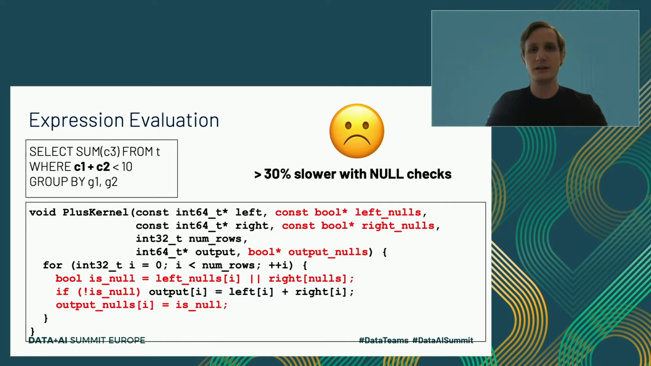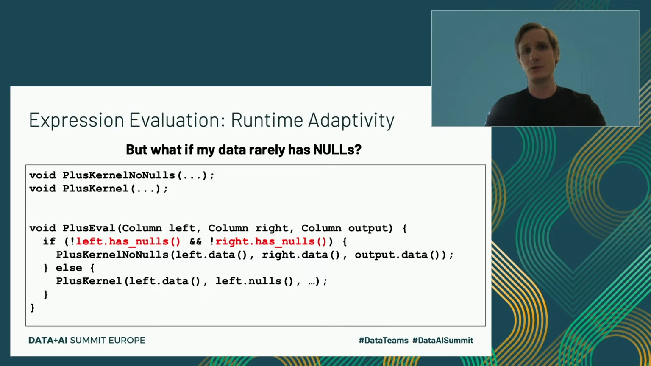But unfortunately, adding in the nulls makes our simple compute kernel over 30% slower with the null checks. That is kind of unfortunate, because in practice, my data may sometimes have nulls, but most of the time it's not null. Wouldn't it be nice if there was a way for me to reap the benefits for my mostly non-null data, while also being able to deal with data that is actually null? And the answer there is this idea of runtime adaptivity.